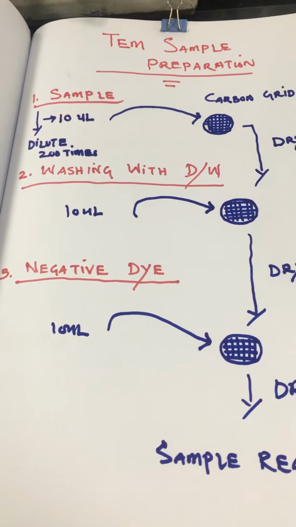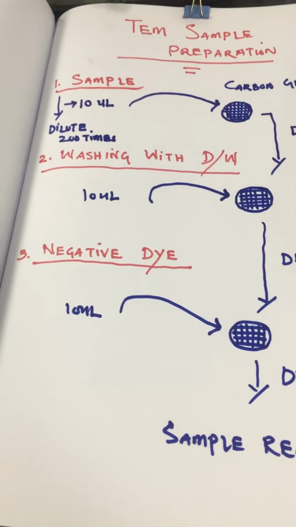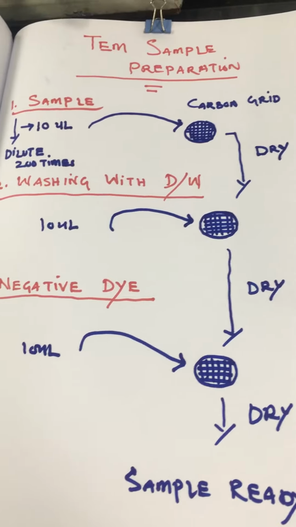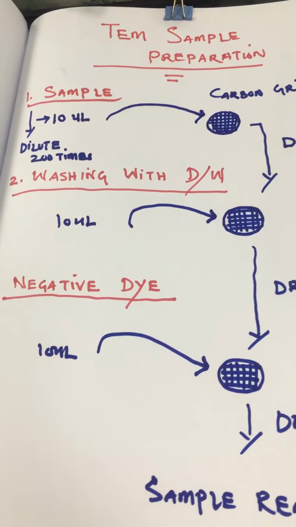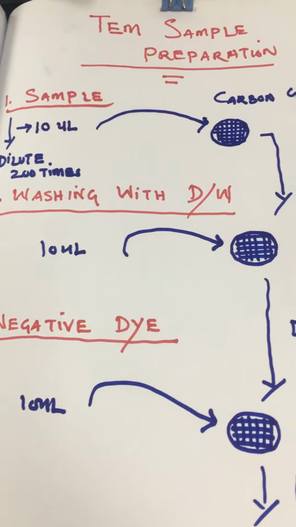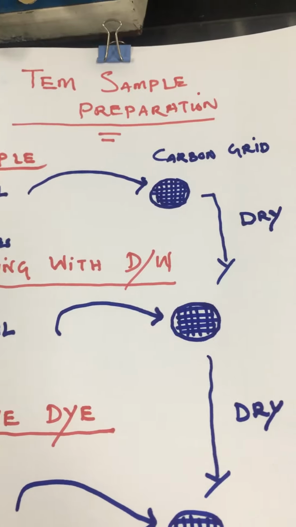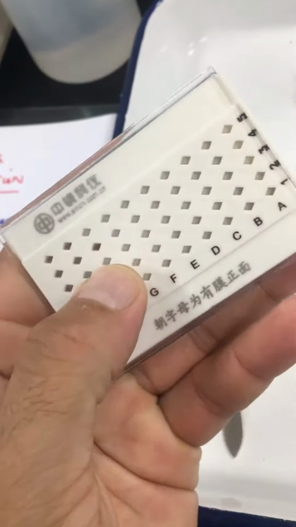Okay guys, let's prepare the sample preparation for TEM, transmission electron microscopy. There are three main steps involved in the TEM sample preparation. First, you have to prepare your sample, and you must have the carbon grid. This is the carbon grid that we have in our lab.